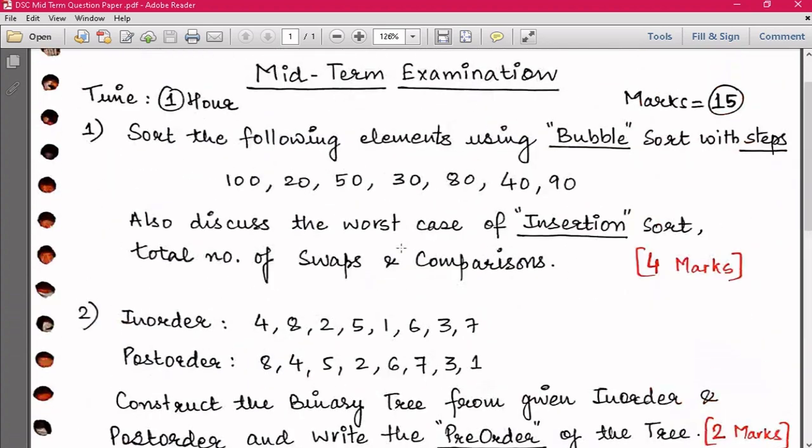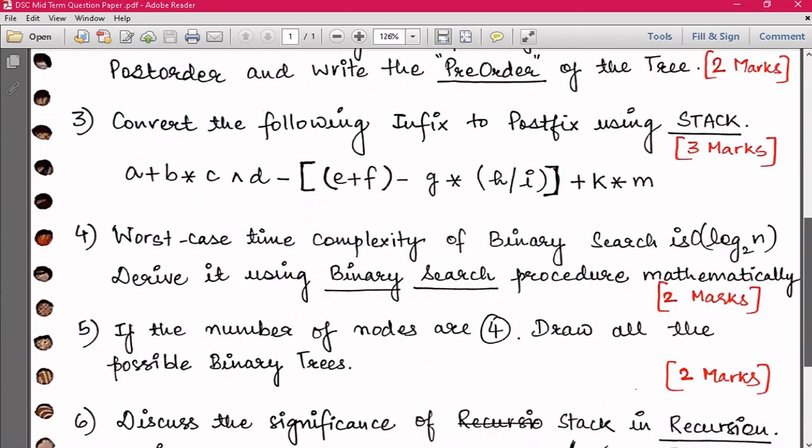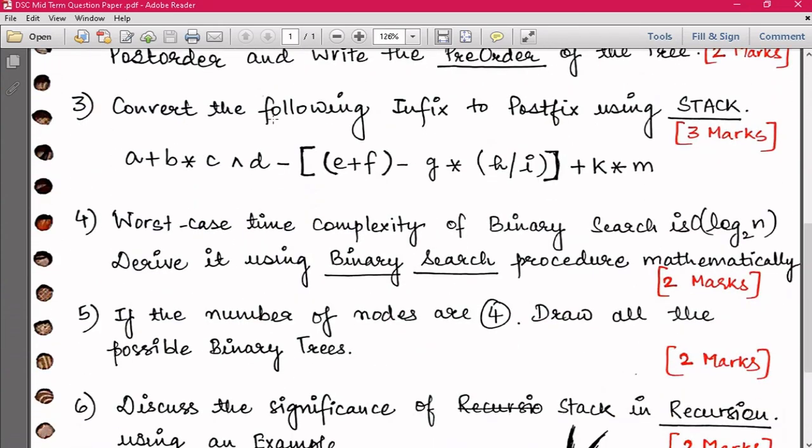So these questions are also very, very important as far as your competitive exams are concerned. Now coming to the third question: convert the following infix to postfix using stack. This is one of the applications of your stack. Here you are given an expression.